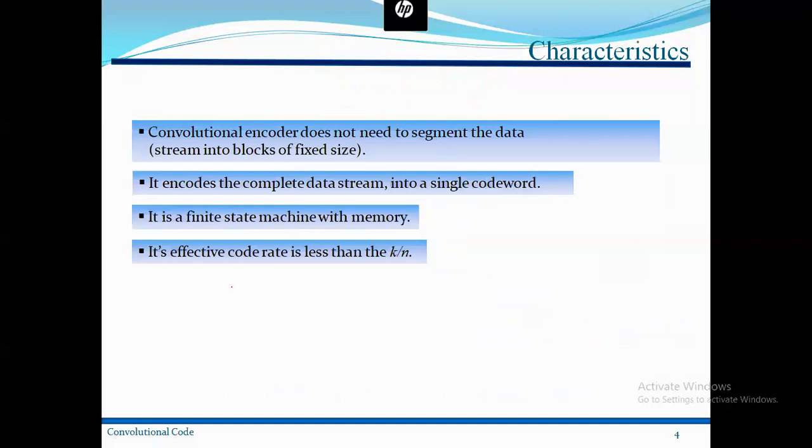So as I said earlier, the convolutional encoder does not need segmentation of the data, but we need to segment it to find the code rate of the signal. In this, we cannot encode the message with a single code word. It depends on the previous data. And as it has the previous data, the encoder has some memory and it is called a finite state machine. We call it a finite state machine because it has a finite number of possible states through which the encoder moves, and we can represent it with a state diagram. So the convolutional encoder can be represented with the state diagram as well. The effective code rate is less than k by n, but it approaches k by n when the length is long.